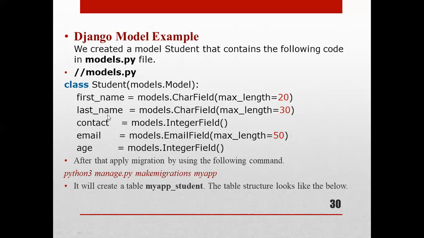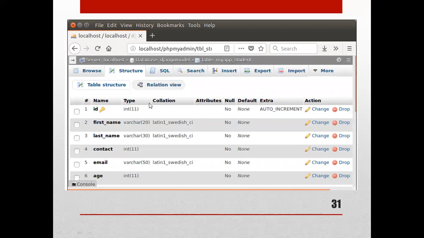After that we have to apply the migration by using the command python3 manage.py makemigrations myapp. It will create a table myapp_student. Here you can see the structure of the table. It will contain the ID, then the first name, where we have set the max length 20, then last name, for which we have set the length 30. Then contact, an integer field. Then the email field, for which we have set the length 50. Then the age, also an integer field.